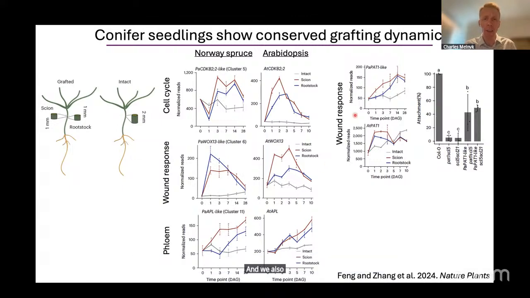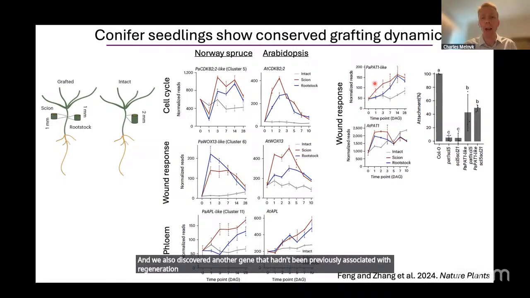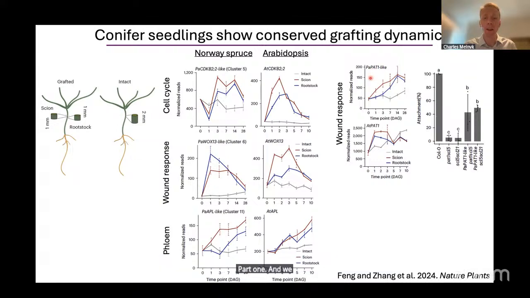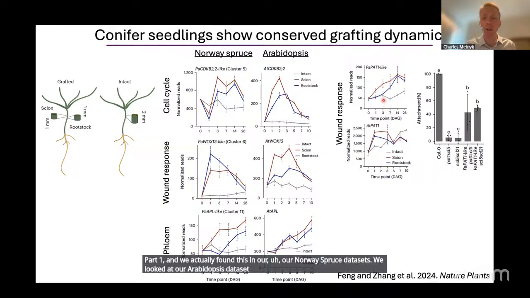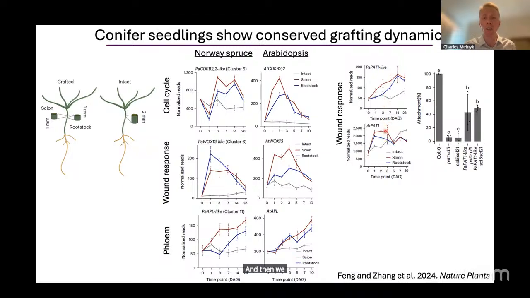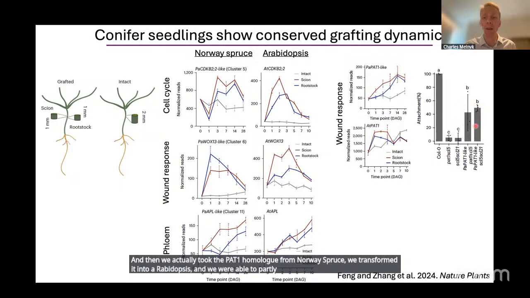And we also discovered another gene that hadn't been previously associated with regeneration or with grafting, PAT1. And we actually found this in our Norway spruce data sets. We looked at our Arabidopsis data set. We saw conservation of this. And then we actually took the PAT1 homolog from Norway spruce. We transformed it into Arabidopsis, and we were able to partly rescue the Arabidopsis mutant phenotype during grafting assays, suggesting not only was there temporal conservation of gene expression dynamics, but there's actually functional complementation of this transcription factor.